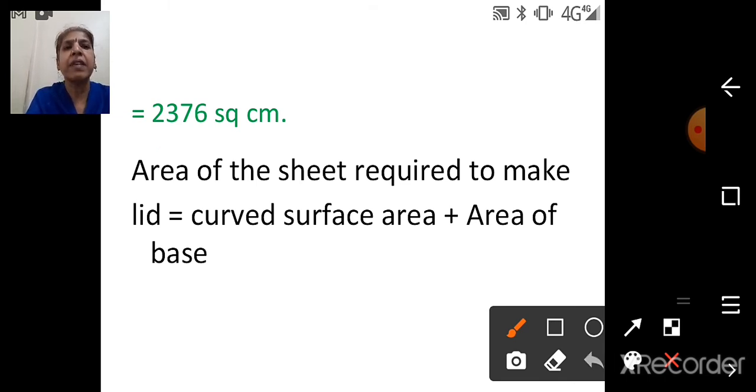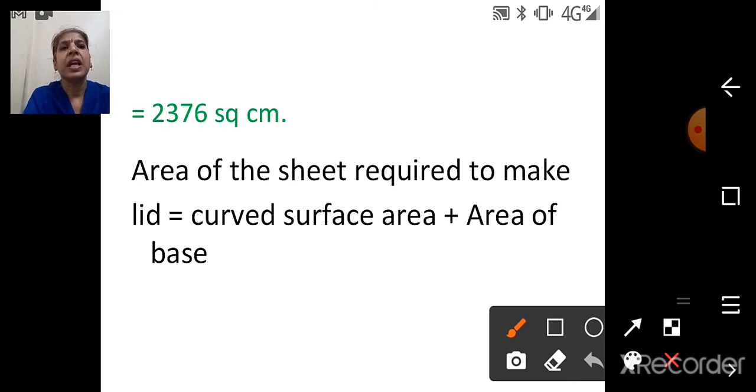Now the next part they have asked is area of the sheet required to make the lid. Now lid is for what? Cylindrical container. So naturally the lid will also be cylindrical in shape. Only its difference is in height. And as we are placing it as the lid of the container, the diameter will be the same only. So the diameter will be the same, and we have got that answer. It is given, which is 28 centimeter. So radius is half of that, 14, right? So we will be using the same value. And the method is same, only the difference is in height.